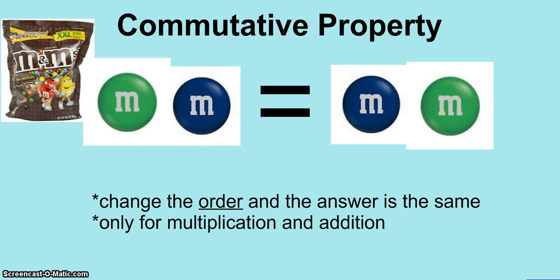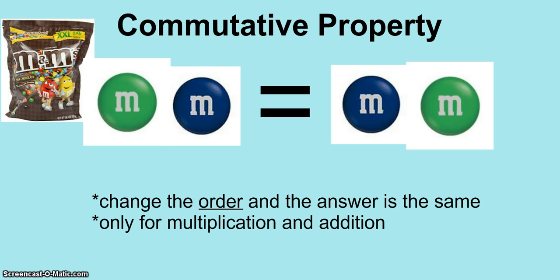First, we have the commutative property. It's just simply changing the order and the answer is the same. It's only for multiplication and addition. So, for example, it's like the green M&M and the blue M&M are commuting. They're just switching places. They're literally commuting to the other side of each other.